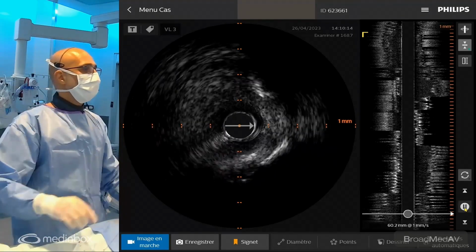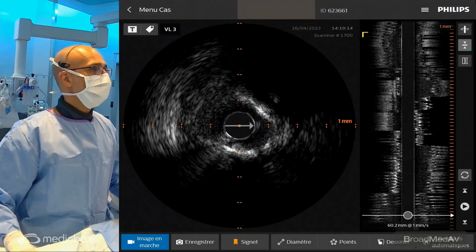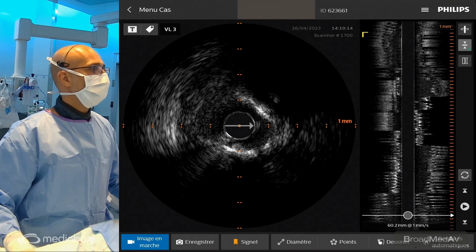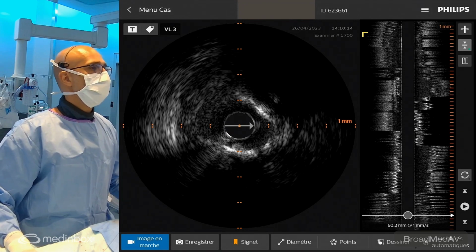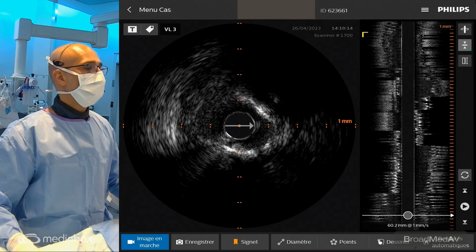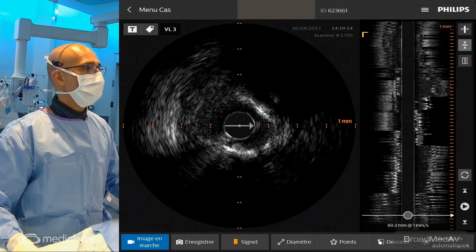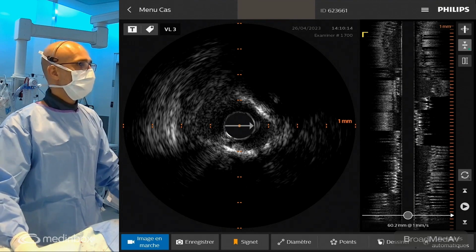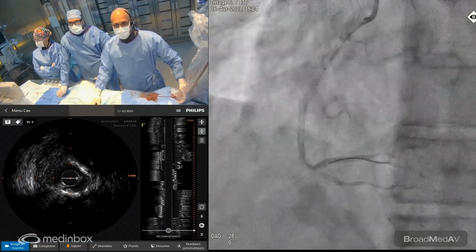Excellent. So let's take a look now. I took the same 3.0 balloon, a new 3.0 balloon, non-compliant to 20 atmospheres. And you can see that there's no longer any waist. So at this point, it's safe to stent. You'll have good expansion. I took a first 3.0 38 stent that I deployed distally, post-dilated with the stent balloon to 20 atmospheres.